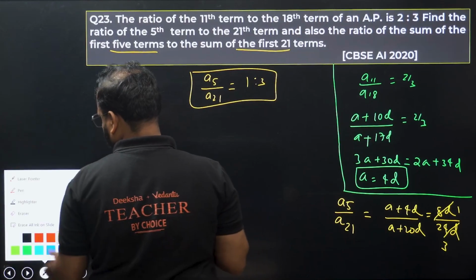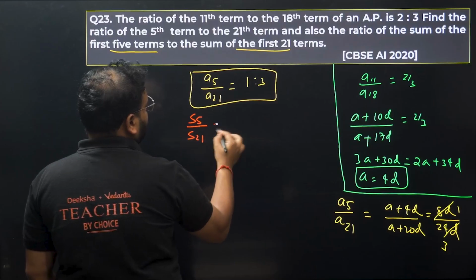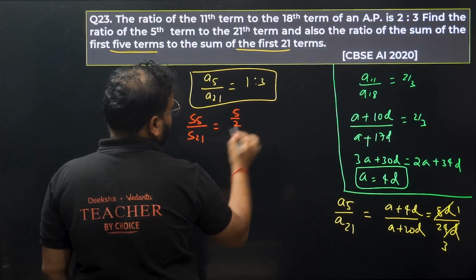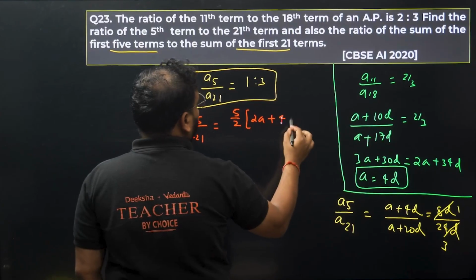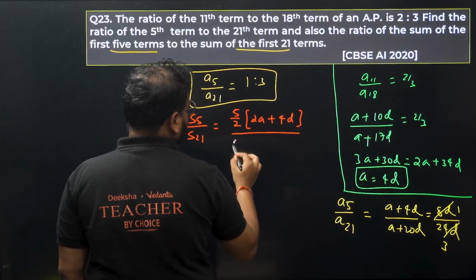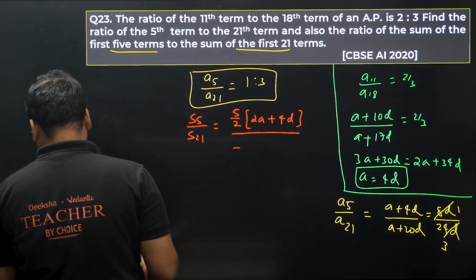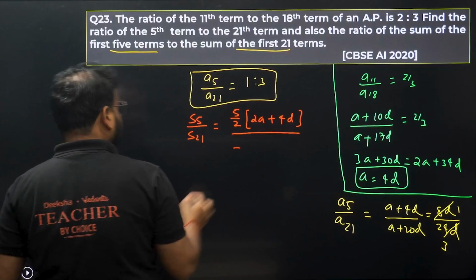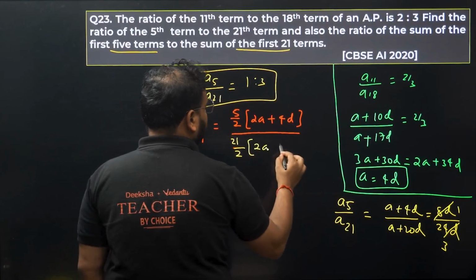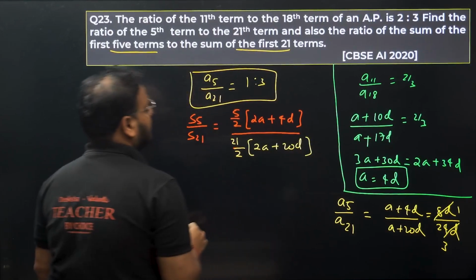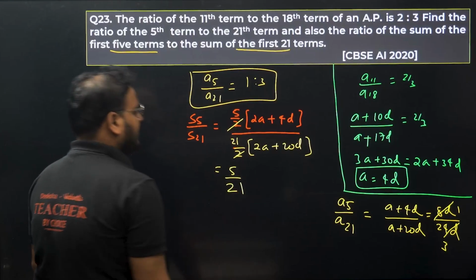Done. Next one will be finding the ratio of the sum of the first 5 terms to the sum of the first 21 terms. What are they asking this time? S5 to S21. You're going to go like this: 5 by 2 into twice of a plus 4d over here. 21, right? 21 terms, no? You have to write here again 21 by 2, and we'll have over here 2a plus 20d, right? So the 2 and 2 are cancelled. I get here 5 by 21, of course.